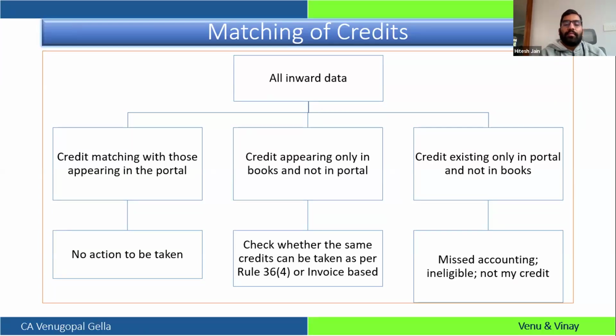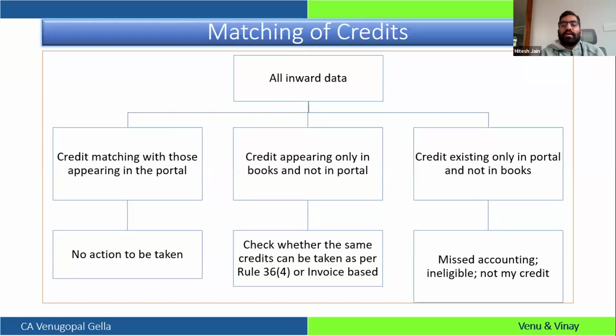Again, there might be a scenario where the credit is appearing only in books but not in the portal. So in this case, we need to check if we have availed the ITC, then it can lead to litigation because of 16(2)(aa). But we need to check whether the same credit can be taken as per Rule 36(4) or invoice based.